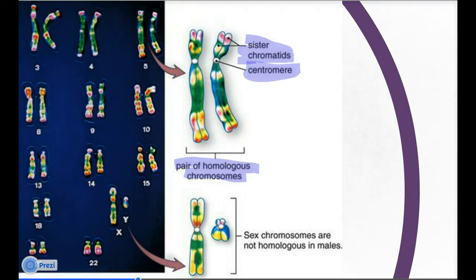Let's take a closer look at the sex chromosomes. They are not homologous in males because males are XY, and the Y chromosome is so tiny, that poor little thing. In females, they are homologous because they are both X's and thus contain the same sort of information.